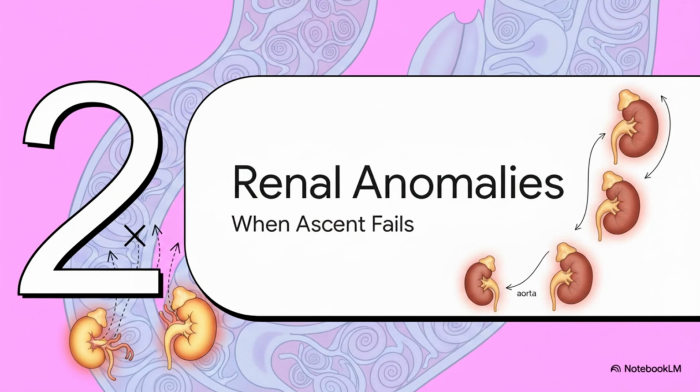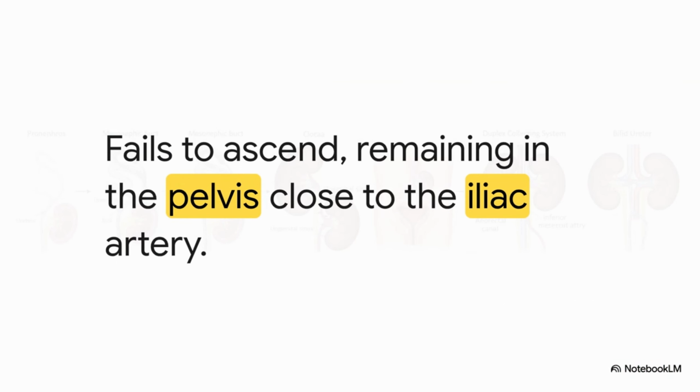Moving on to Section 2, renal, positional, and vascular anomalies. What happens when normal ascent fails? Normal development is like a highly choreographed dance, and if a step gets missed, the results are pretty profound. The most direct failure here is what we call a pelvic kidney.